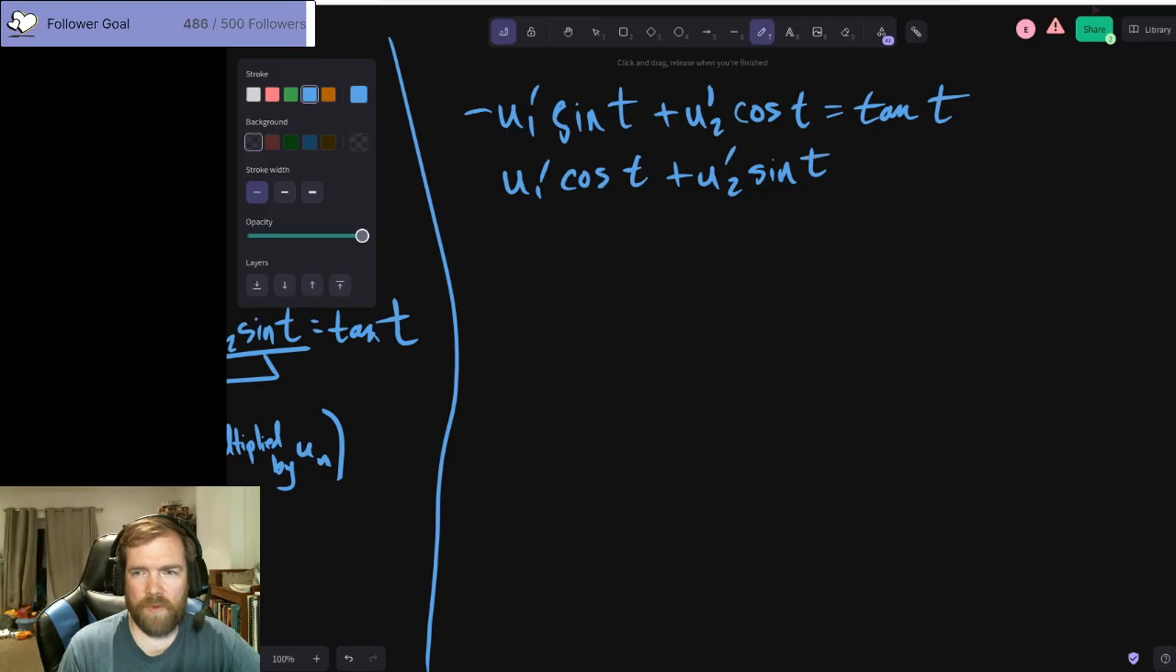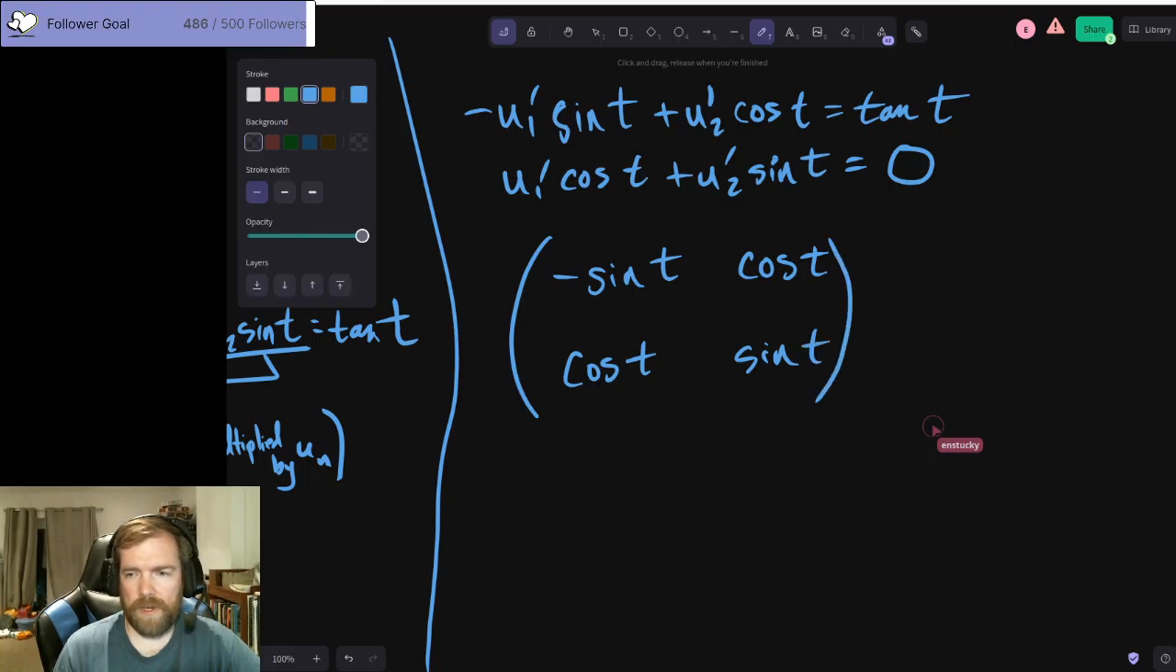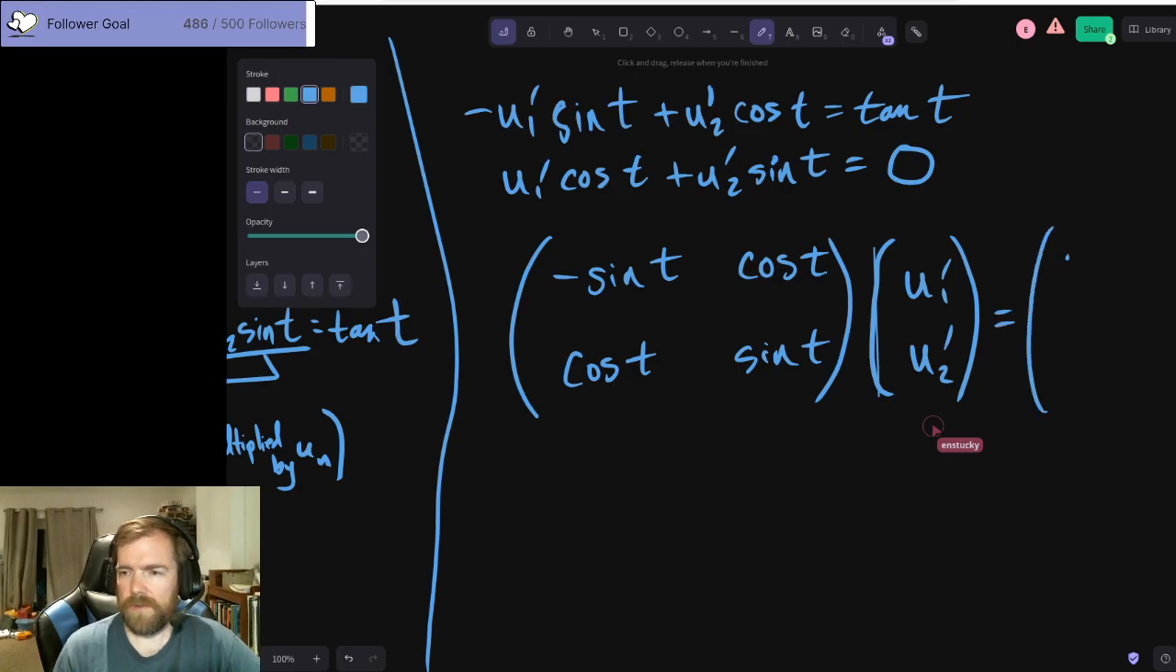Is this where you were headed before, with looking at it in terms of matrices? Yeah, I probably would have said that left to my own devices. Yeah. So had we set it up as matrices, we get negative sine t, cosine of t, and cosine t, sine of t, multiplied by our solution vector u1 prime, u2 prime, is equal to tangent of t, 0.